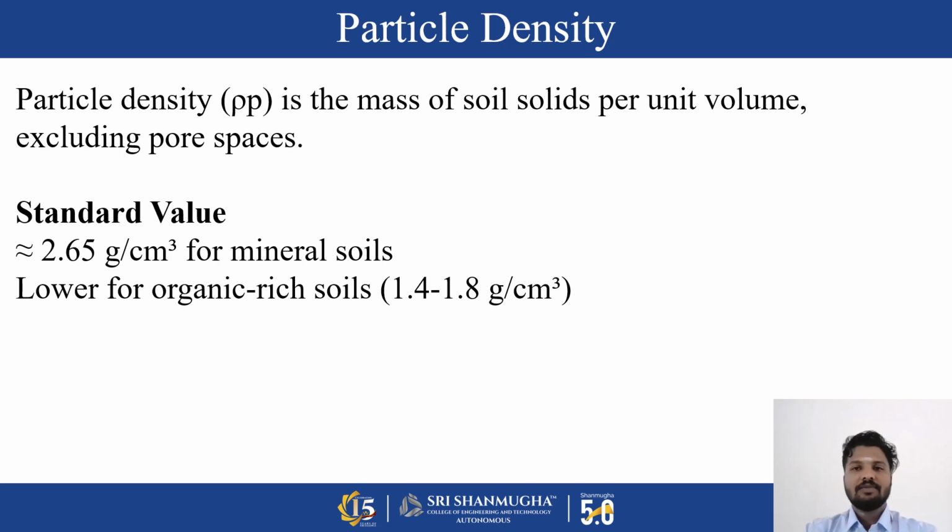Particle density is the mass of soil solids per unit volume, but this measurement excludes the pore spaces. It is the density of the actual solid material only. The standard value for most mineral soil is approximately 2.65 gram per centimeter cube, which is the density of common minerals like quartz. Organic soils have a lower particle density, typically ranging from 1.4 to 1.8 gram per centimeter cube. Okay, then we can move to the next slide.